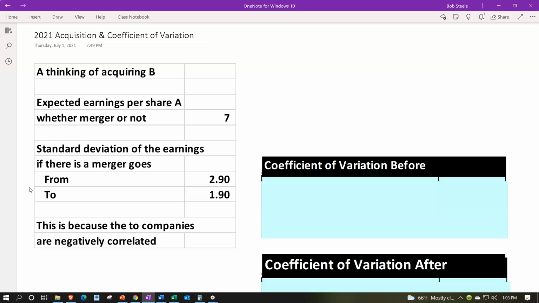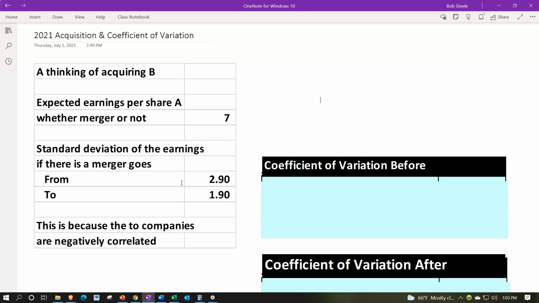But we have the standard deviation of the earnings, if the merger goes through or not, and this is what we start with. This is because the companies are negatively correlated. So in other words, the standard deviation, which again measures the spread of the data, went from 2.9 if we have no merger to 1.9 if we have the merger. So it's going to go down if we have the merger. Why would that be the case?